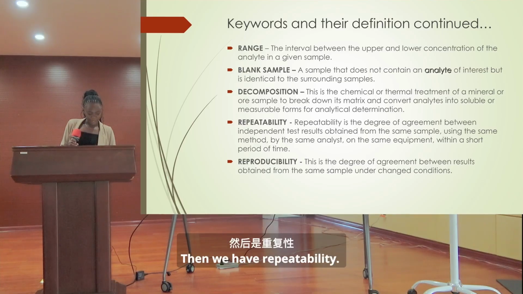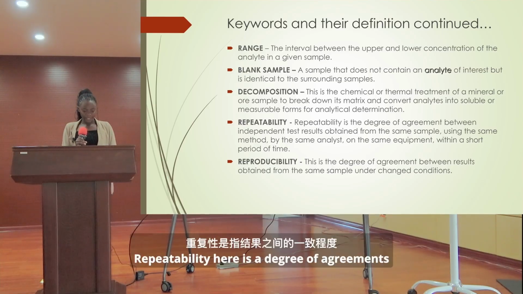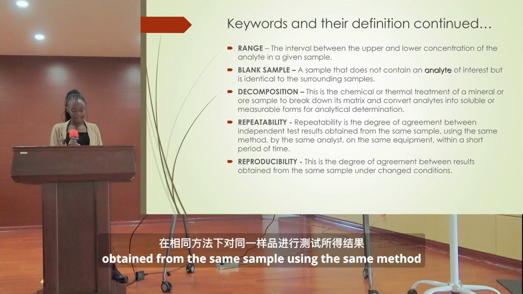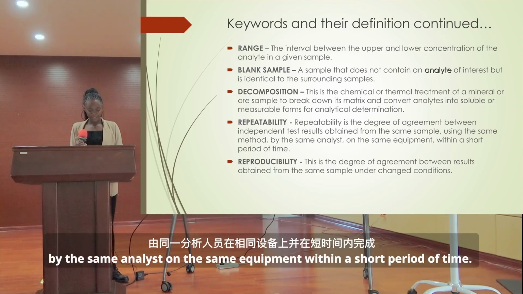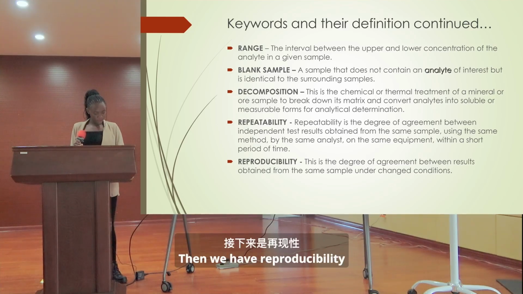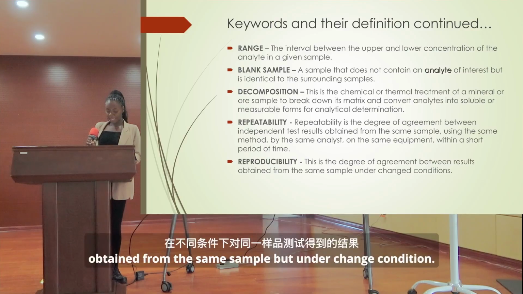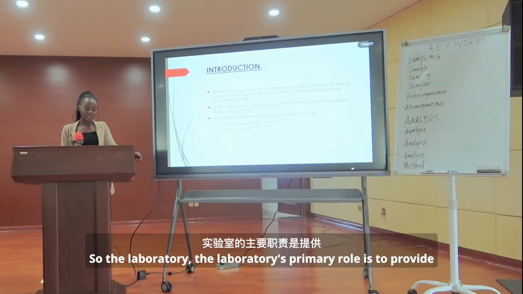Then we have repeatability. Repeatability here is the degree of agreement between independent test results obtained from the same sample using the same method by the same analyst on the same equipment within a short period of time. Then we have reproducibility. This is the degree of agreement between results obtained from the same sample but under changed conditions.